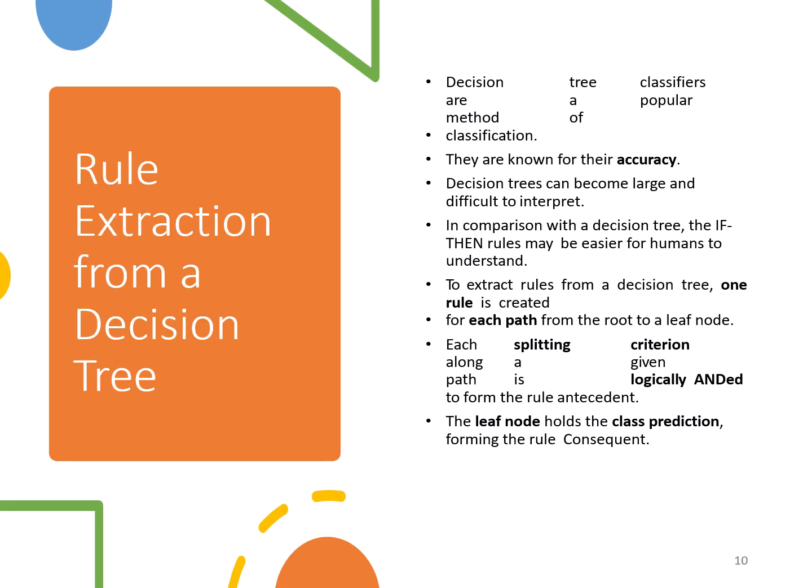Rule extraction from a decision tree. Decision tree classifiers are a popular method of classification. They are known for their accuracy. Decision trees can become large and difficult to interpret. In comparison with the decision tree, the if-then rules may be easier for humans to understand. To extract rules from a decision tree, one rule is created for each path from the root node to a leaf node. Each splitting criterion along a given path is logically ANDed to form the rule antecedent. The leaf node holds the class prediction, forming the rule consequent.